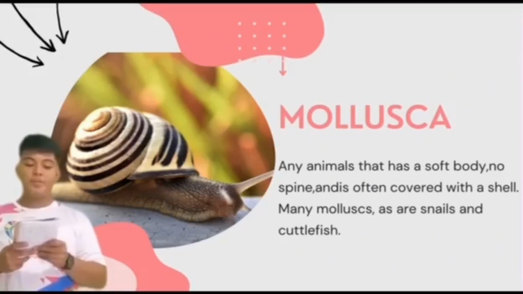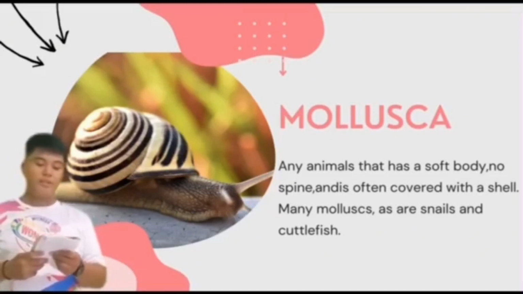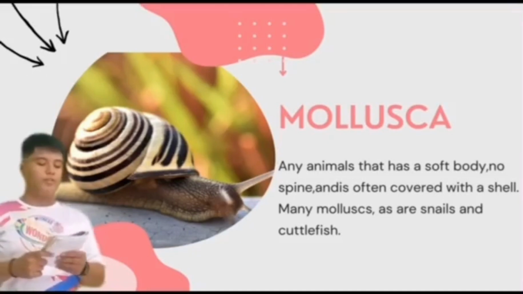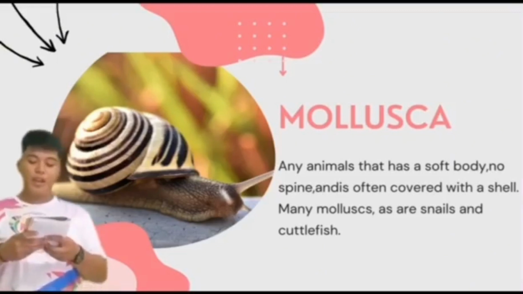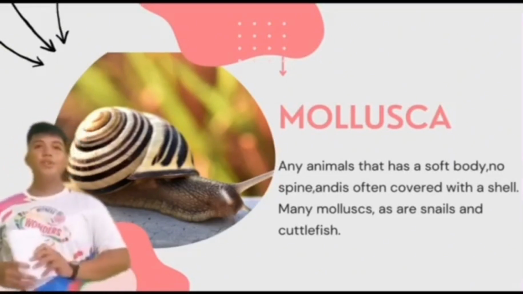So the fifth phylum of animals is what we call Mollusca. It's the second largest phylum of invertebrate animals. Any animal that has a soft body, no spine, and is often covered with a shell. Many mollusks live in the water. Examples of that are the oyster and the snail. Another example, in addition, is the cuttlefish.